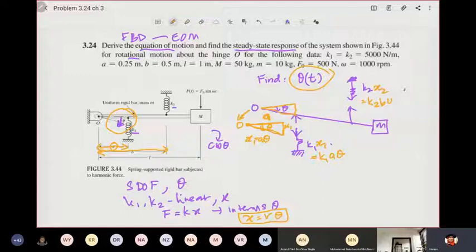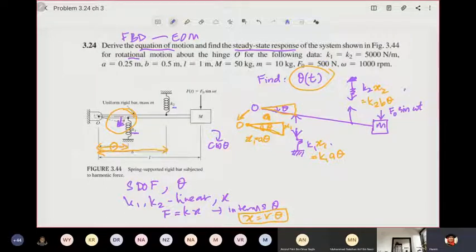So don't forget, you also have your F naught here. It's the external force, so you don't change anything. But you have to remember, after this we're going to write everything in terms of moment. Okay. Are we done with our free body diagram?